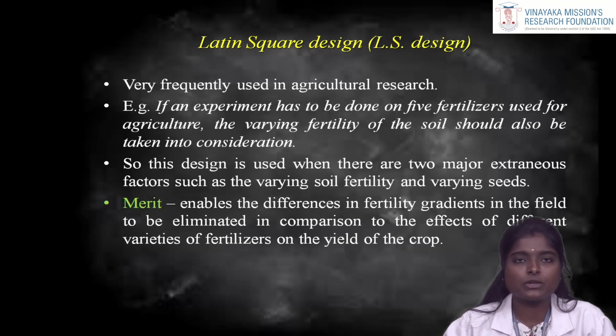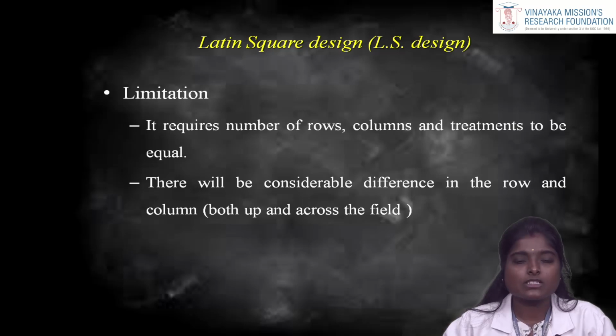Latin square design is very frequently used in agricultural research. For example, if an experiment has to be done on 5 fertilizers used for agriculture, there will be varying fertility of the soil also. So two factors are involved here. Here the soil fertility is also involved. So this design is used when there are two major extraneous factors such as varying soil fertility and varying seeds. So it will enable the difference in fertility gradients in the field to be eliminated in comparison to the effects of different varieties of fertilizers on the yield of the crops. So limitation, it requires number of rows and columns, and it is very complicated, and there will be considerable difference in the row and column.